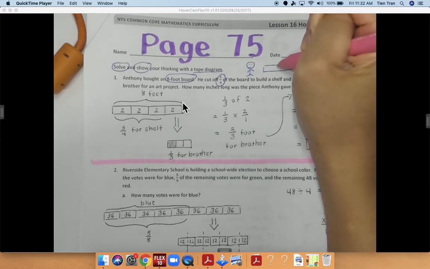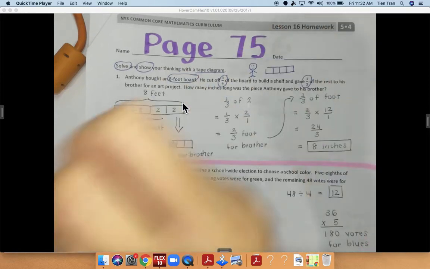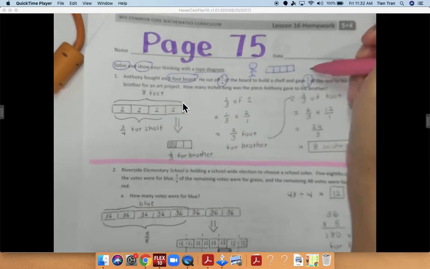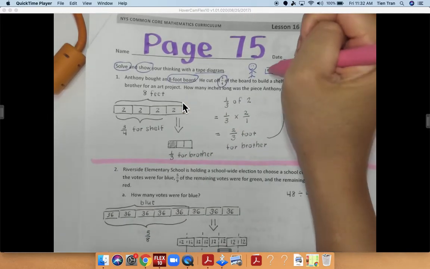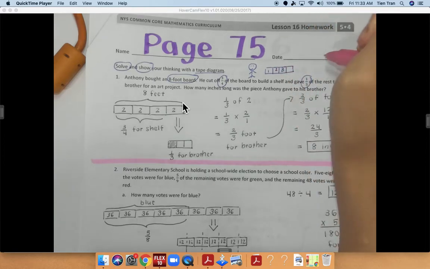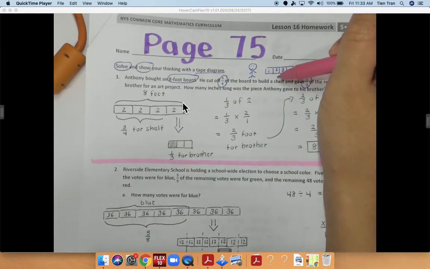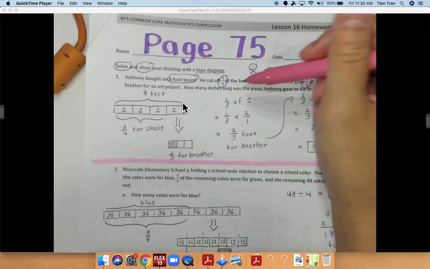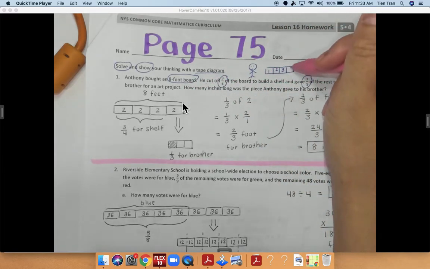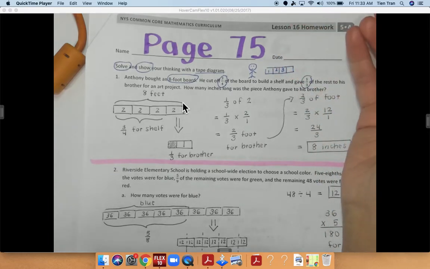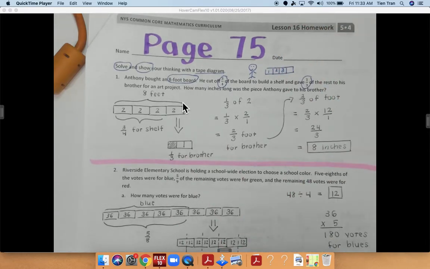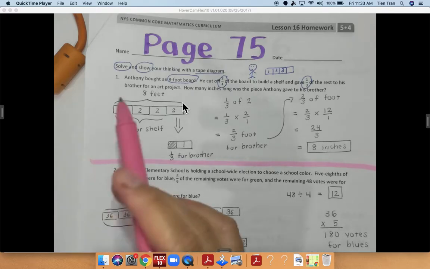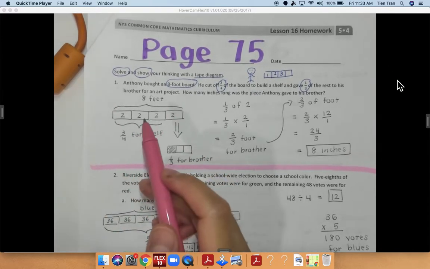That means there were 4 pieces and he cut 3/4 of the board to build a shelf. So we have 1, 2, 3. Those are 3 pieces that he cut, right? And then we also know that he gave 1/3 of the rest to his brother for an art project. So the rest of the piece he gave away to his brother. They're asking how many inches long was the piece Anthony gave to his brother. Drawing it into a tape diagram is going to help.